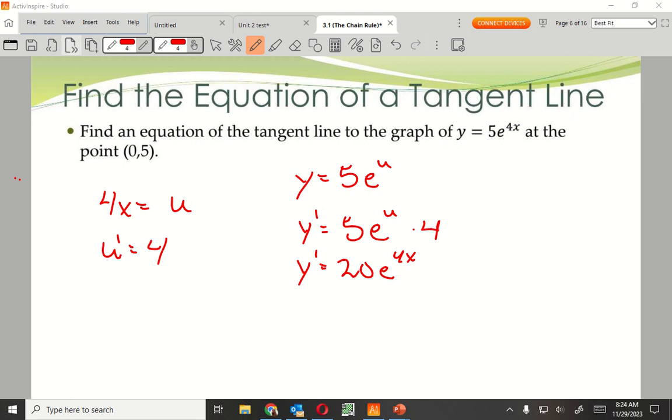So it's going to be y prime equals 20e to the 4 times 0. Anything times 0 is 0. Now anything to the 0 power is 1. 1 times 20 is 20. So my slope, m, equals 20.